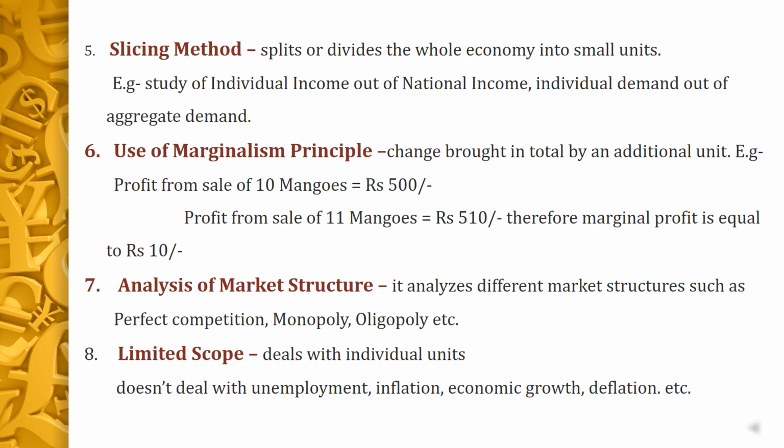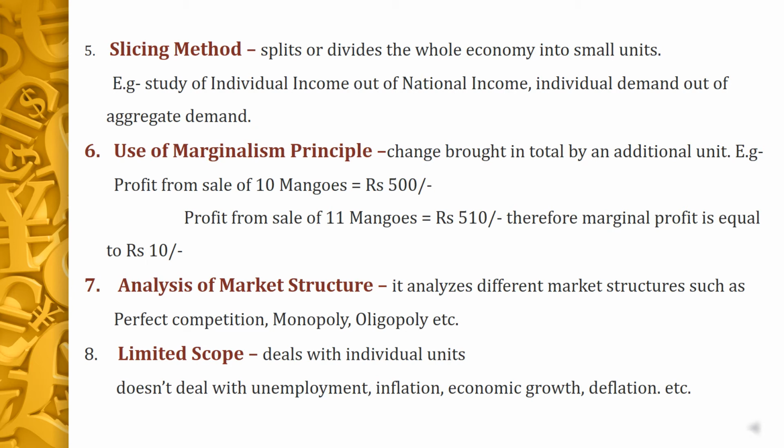Another feature is analysis of market structure. The economy or the market is divided into different structures such as perfect competition and monopoly. Monopoly means a single seller. There is no competition. Then there is oligopoly, where you have only a few sellers. So all these are different forms of market, and these markets are studied in detail in microeconomics. So it is one of the features of microeconomics.